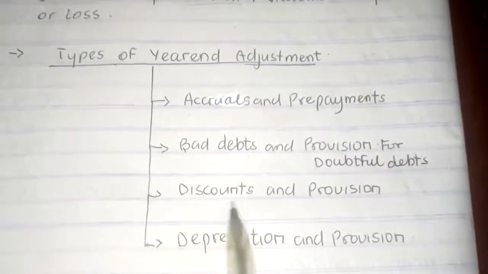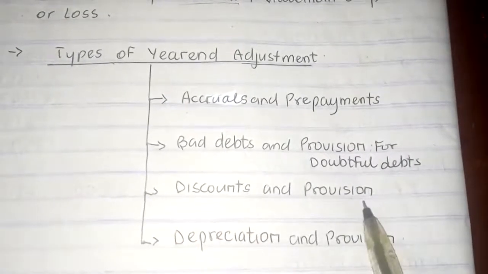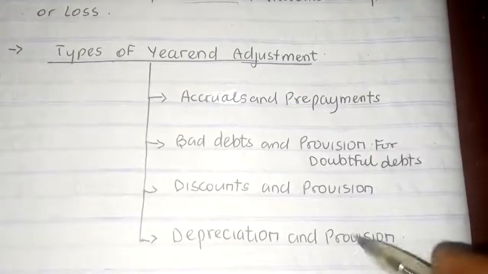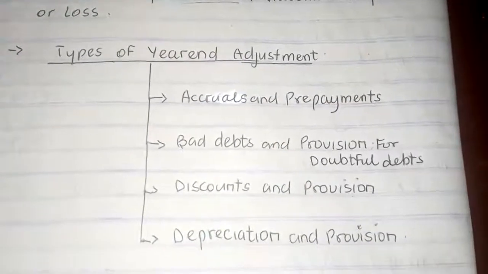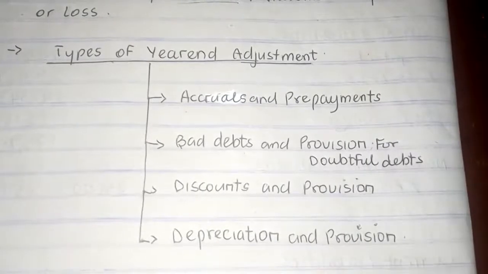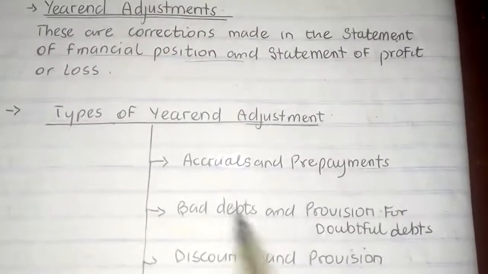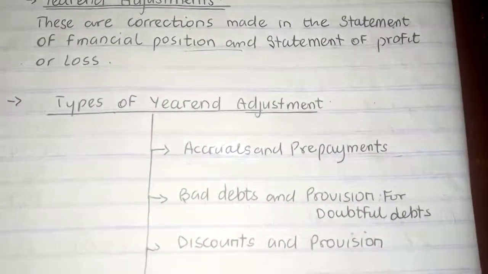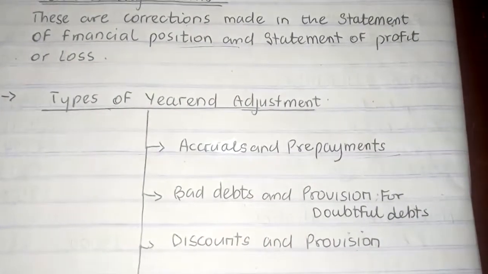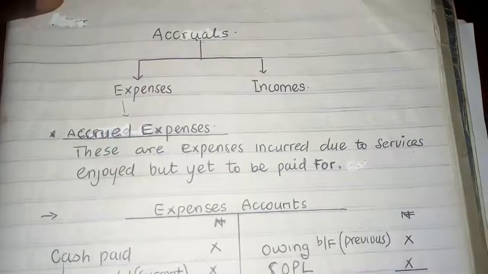Then we have discounts and provisions, then depreciation and provisions. So we are going to discuss these. But for today's class we are going to concentrate on number one, that is accruals and prepayments. So let's get started. Let's start with accruals.